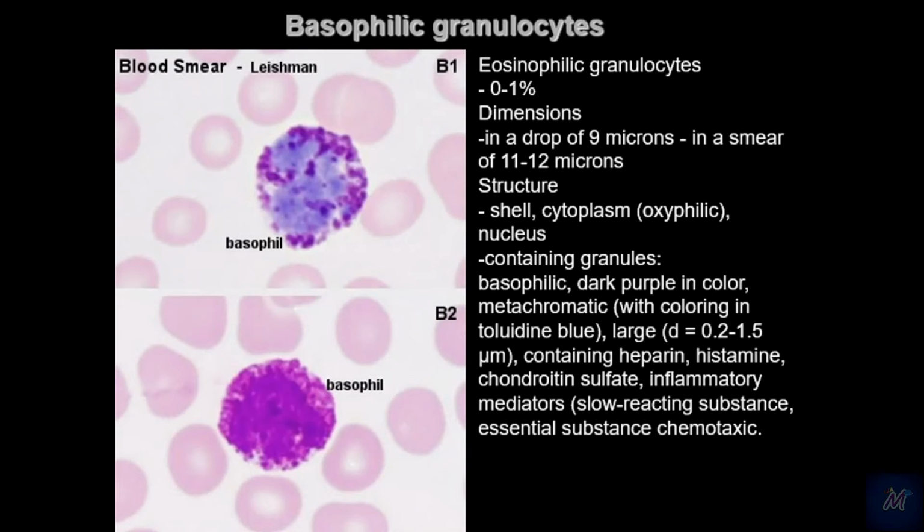Basophils. Lifetime of basophils is about 3 days in the blood, and then they migrate to the tissue, mainly the connective tissue, and they become tissue basophils.